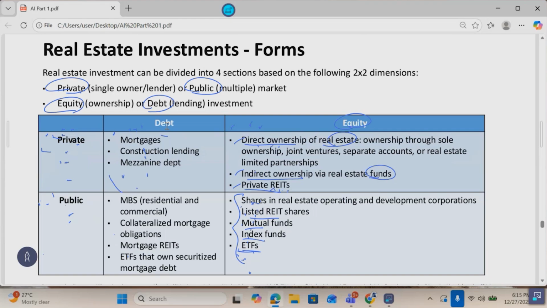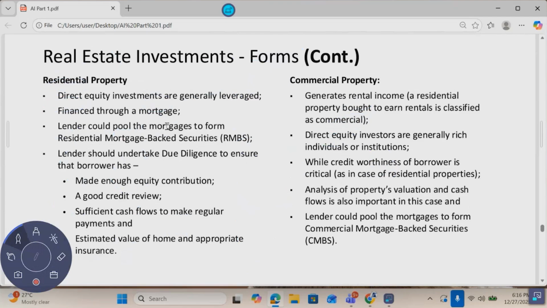Public debt. Public debt is mortgage-backed securities, CMOs, collateralized mortgage obligations, mortgage REITs, and exchange traded funds. These are all a part of public debt. Clear? Okay. So we have private debt and equity and public debt and equity. Now, real estate investments, you have two forms. One is residential property and you have commercial.